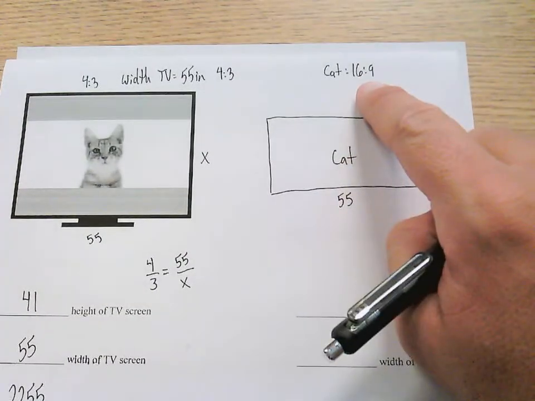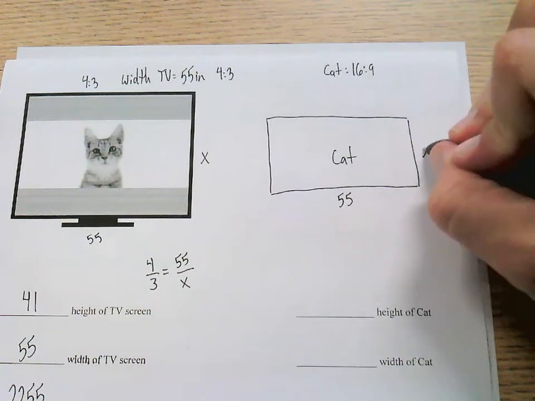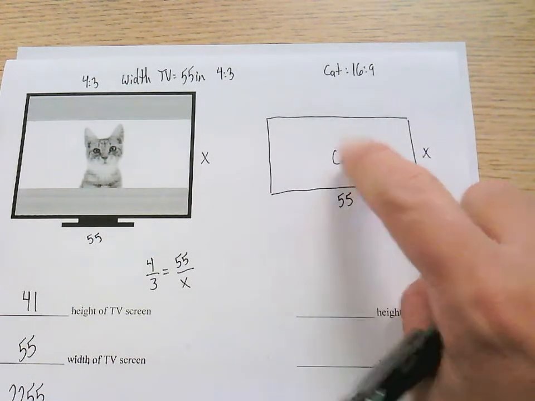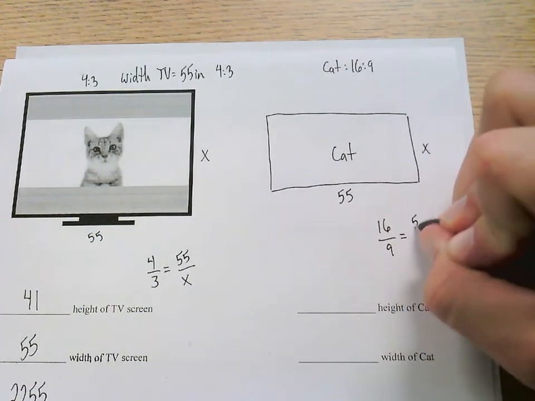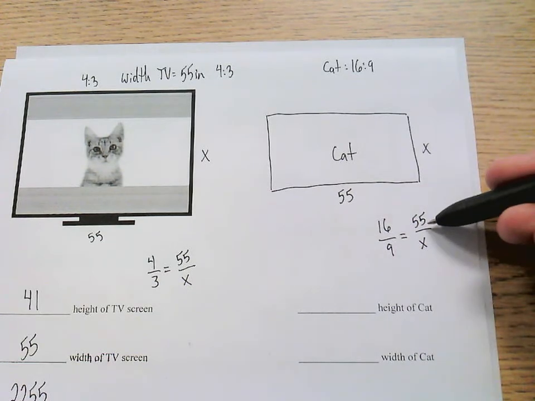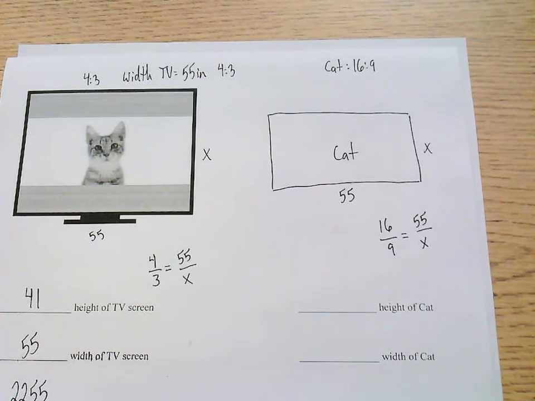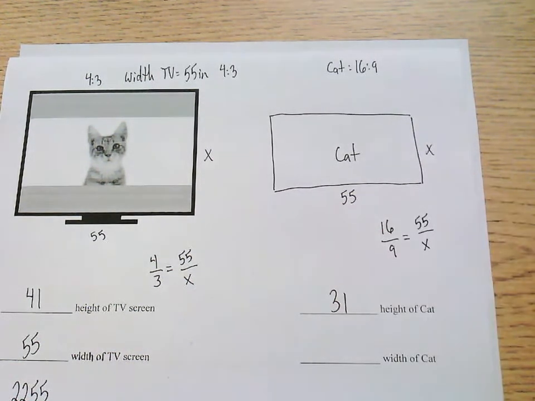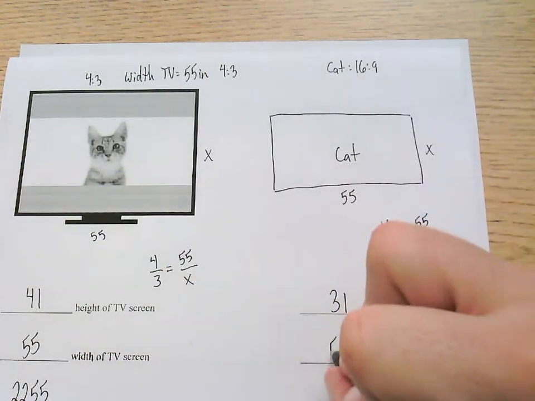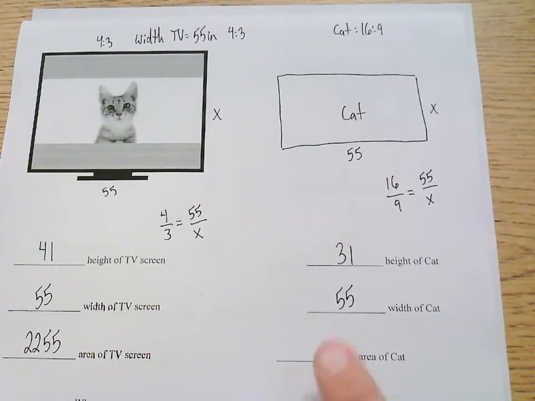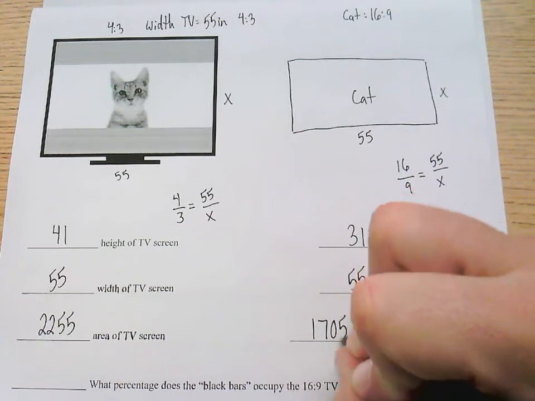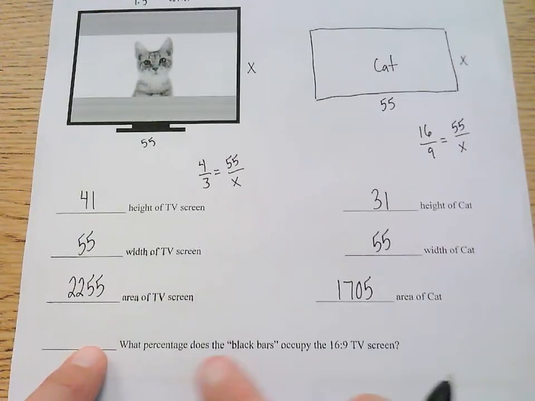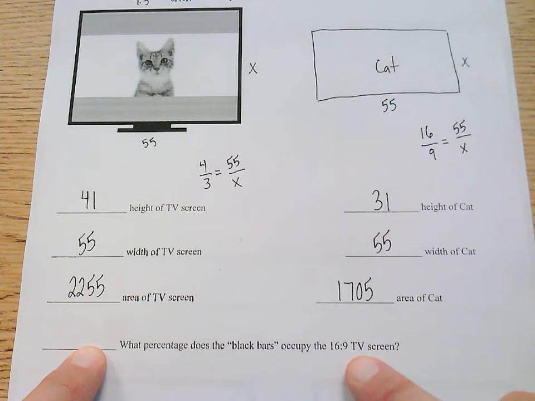The cat has an aspect ratio of 16:9. The width is 55, but we don't know how tall the cat is. Of course, when I say the cat, I mean the cat rectangle. So 16 over 9 is equal to 55 over X. Now remember, 55 is the width that stays on top. 55 is always the numerator. So 9 times 55 divided by 16, and I'm going to round that to the nearest whole. That's 31. Again, the width is given to us, that's 55. The area of the cat is going to be 31 times 55, which is 1705.